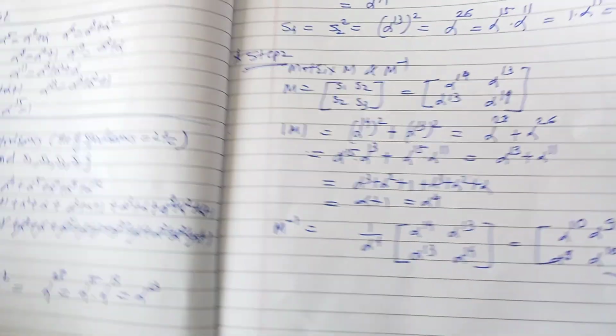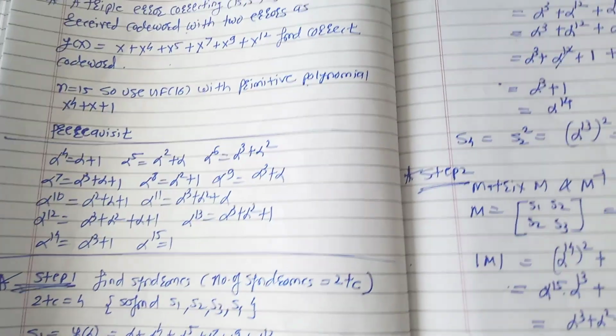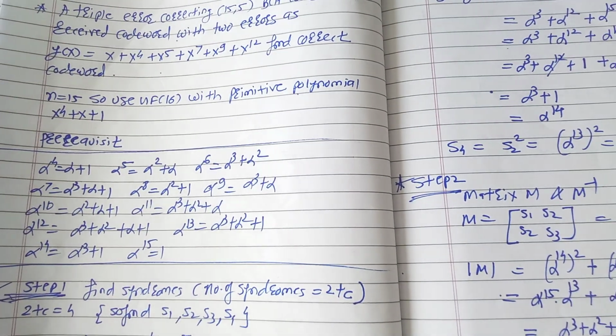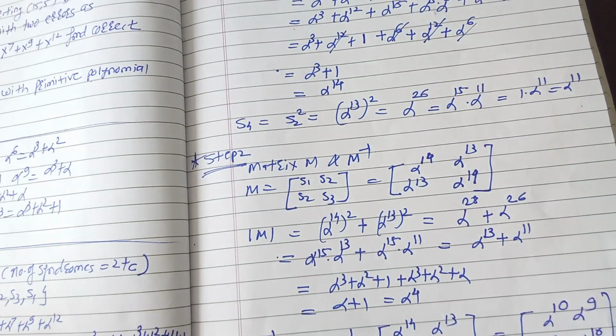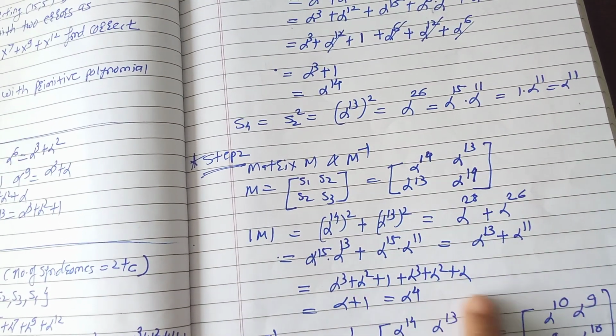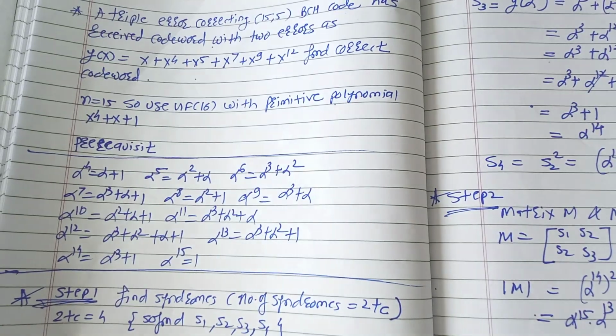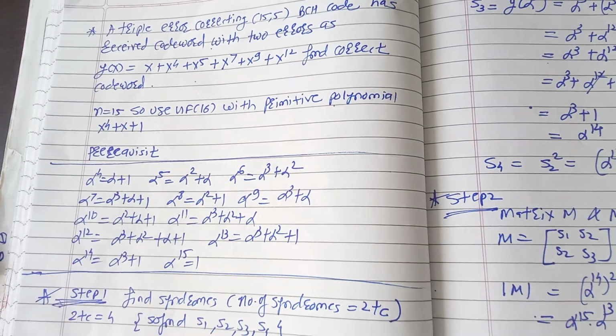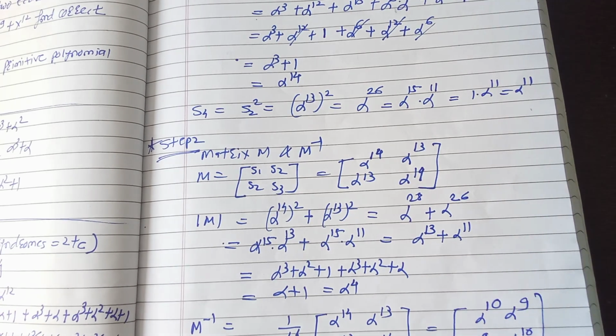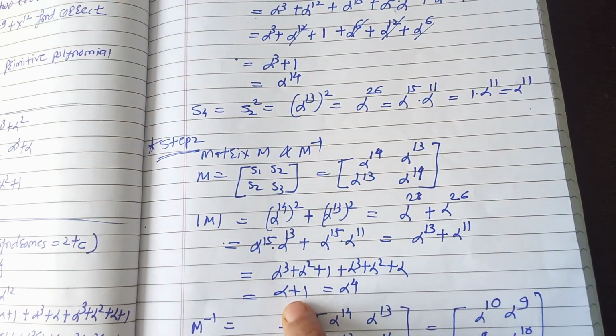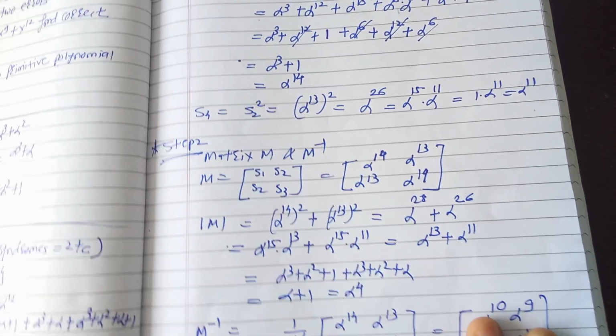Now what is alpha 13? Alpha 13 is equal to alpha cube plus alpha square plus 1. So that is written here. And alpha 11 is alpha cube plus alpha square plus alpha. So remaining is alpha plus 1. Alpha plus 1 is alpha 4.